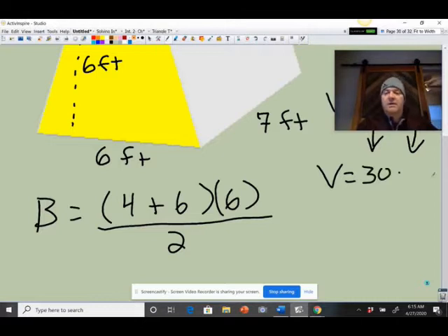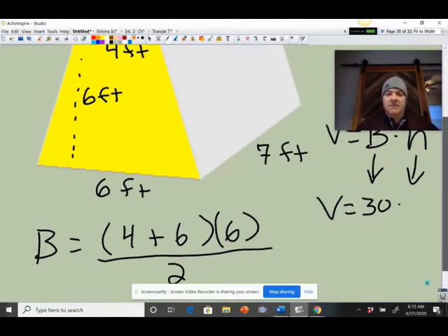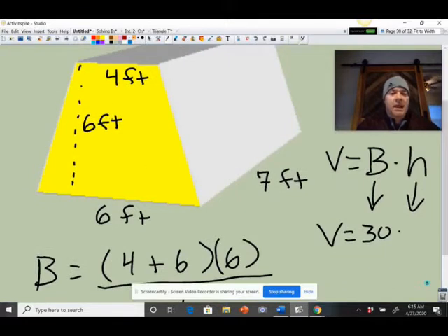Now I have to do 30 times the height of this trapezoid. Remember, this is not the height of the figure, of the trapezoidal prism. It's the height of just that base, right? I want the height of the whole thing, which means from this base to the other base, right? If I took that and I flipped it, this would be 7. So we're going to put 7 right here.